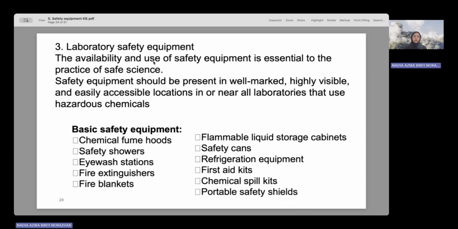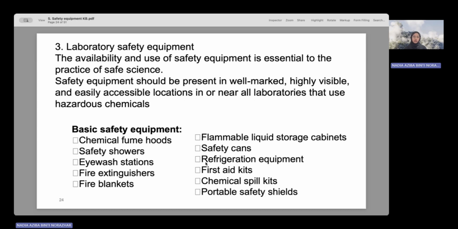Next is lab safety equipment. The availability and use of safety equipment is essential to the practice of safe science. It should be present in well-marked, highly visible, and easily accessible locations in or near all labs that use hazardous chemicals. So these are the basic safety equipment: chemical fume hoods, safety showers, eye wash stations, fire extinguishers, fire blankets, flammable liquid storage cabinets, safety cans, refrigeration equipment, first aid kits, chemical spill kits, and portable safety sheets.